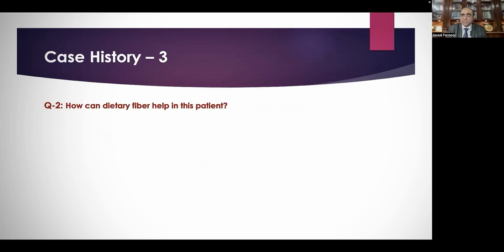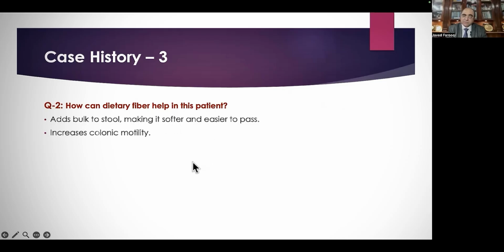Question number 2 on case history number 3. How can dietary fiber help in this patient? Answer is the fiber adds bulk to stool, making it softer and easier to pass. The fiber increases colonic motility. And the fiber helps prevent straining, reducing risk of hemorrhoids.